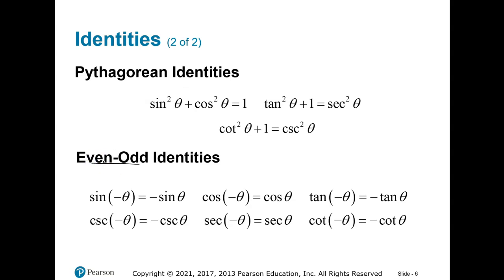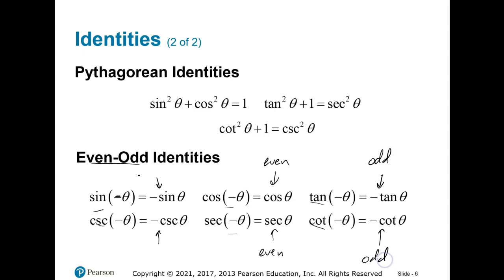Even and odd functions, we've talked about that before. Sine, cosecant, tangent, and cotangent are all odd functions, meaning if you negate the angle that we rotate off the positive x-axis, you negate the output. So all of these have the negative output of the original function, but cosine and therefore secant are even. So they do not negate the output.